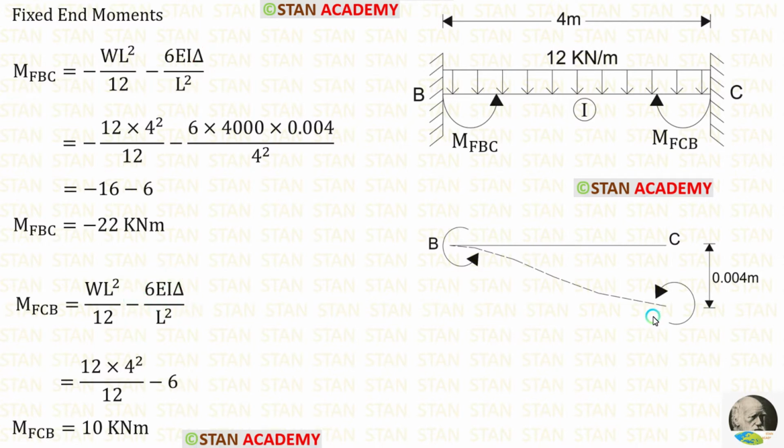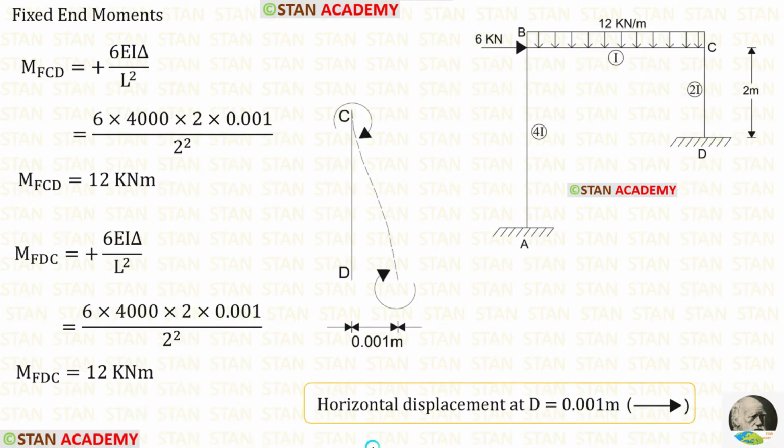Since the displacement occurs on the right side, these moments will be negative because they will be acting in the anti-clockwise direction. Let us apply the values inside the formulas. W is 12, L is 4, EI is 4000, delta is 0.004. After the calculations, we are getting M of BC and M of CB.